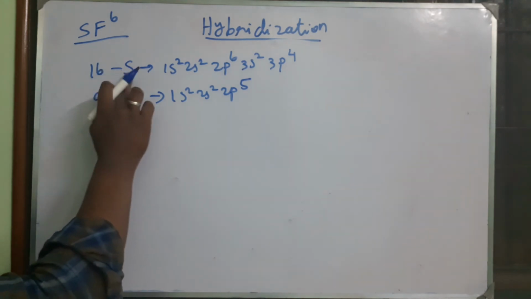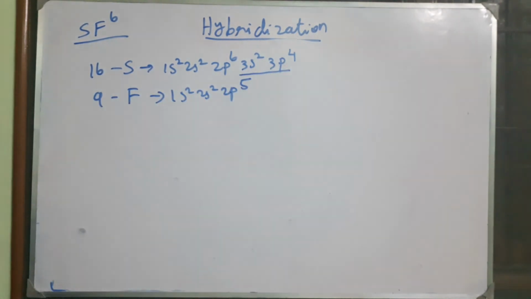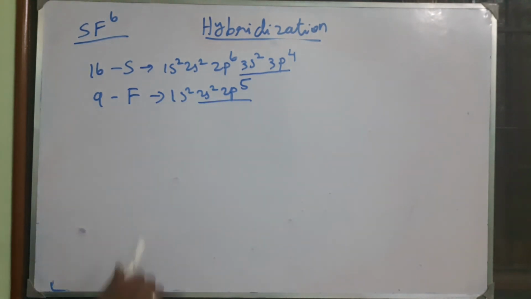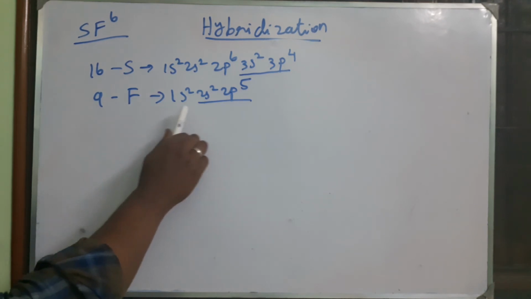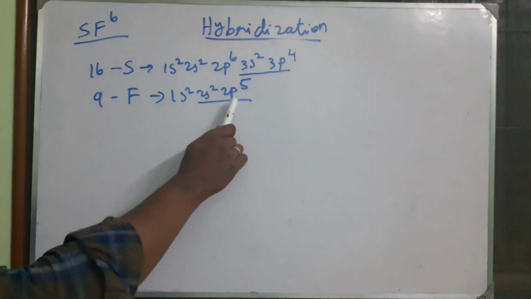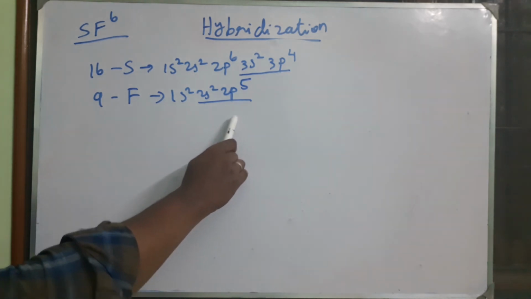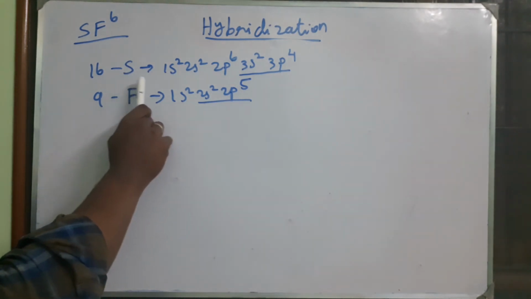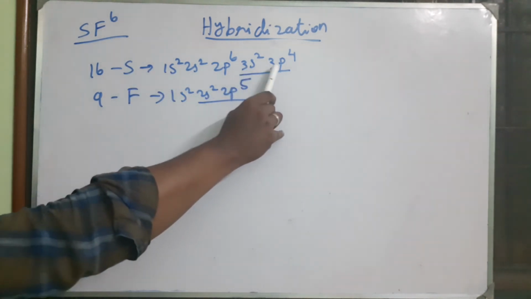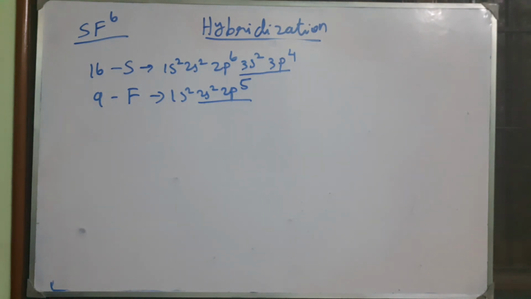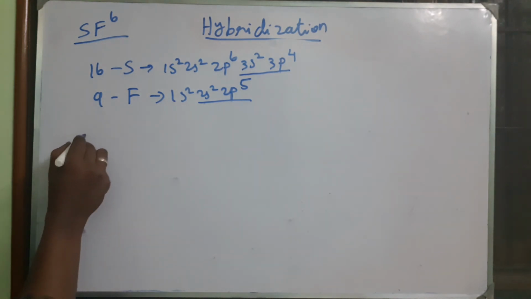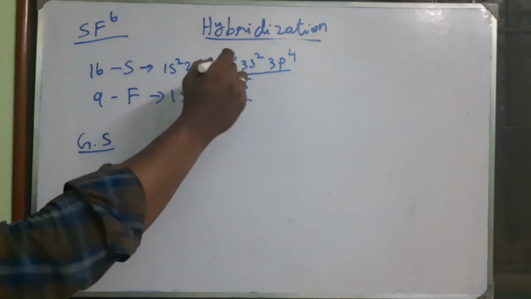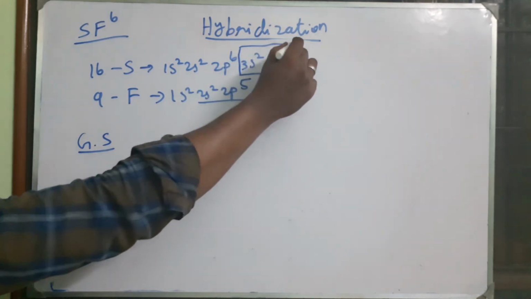So here the sulfur atom contains 6 valence electrons, and the fluorine atom has 7 valence electrons. Fluorine is a more electronegative atom, so fluorine needs one more electron to get a noble gas electronic configuration. Sulfur has 6 valence electrons and is maximally capable of forming 6 chemical bonds around the sulfur atom. First we have to write the ground state electronic configuration of sulfur. So I will take only the outermost shell.